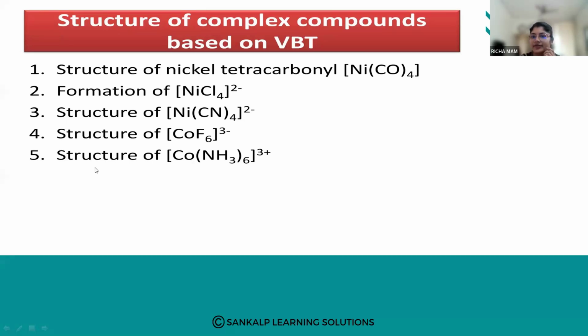So in the last class, we were discussing the valence bond theory, right? What all theories have we discussed? We have discussed Werner's theory, and the second theory which we have discussed is VBT, valence bond theory. We have seen the postulates of valence bond theory. We have discussed primary valency and secondary valency, and we have seen the differences between the primary and secondary valencies.